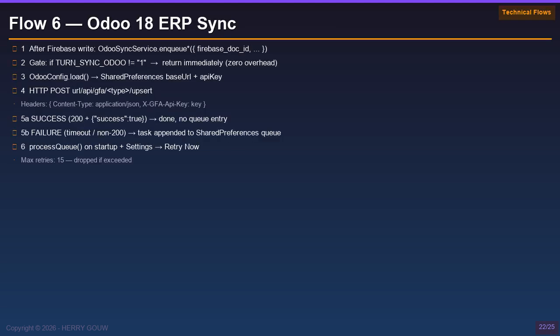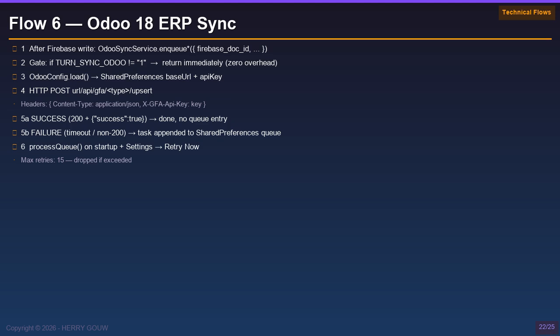The Odoo Sync flow is triggered after every successful Firebase write. The first thing each enqueue method does is check the turn_sync_odoo flag. If it is not equal to 1, the method returns immediately with 0 overhead. If sync is enabled, the Odoo configuration is loaded from shared preferences. An HTTP post is sent to the appropriate endpoint with the JSON payload and the X-API-Key authentication header.